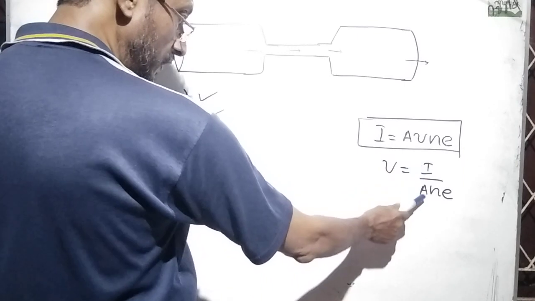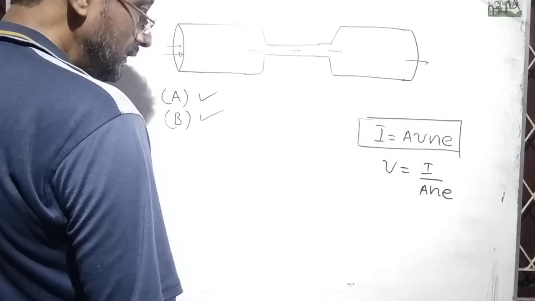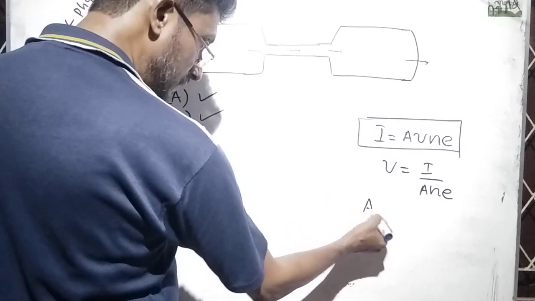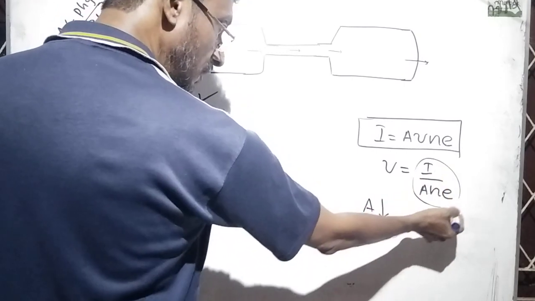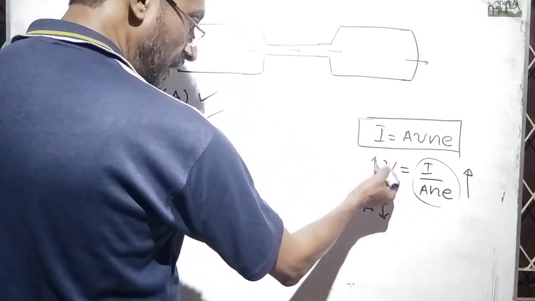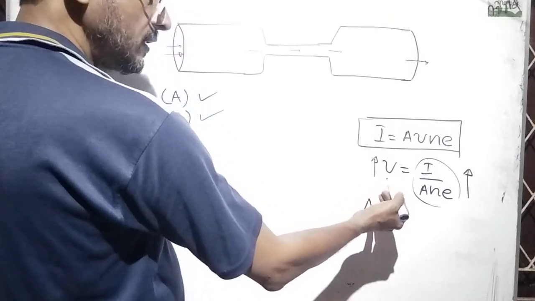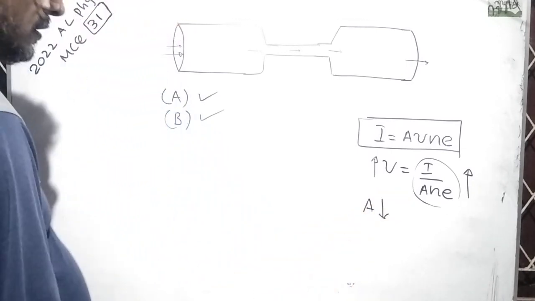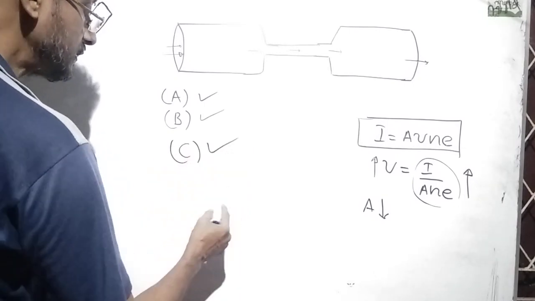Then V equals I over ANE. If we consider the thin section, A is decreased. Therefore, this entire term goes higher. Therefore, V is higher at the thin section. The drift velocity is higher at the thin section. Therefore, C is also correct. The answer is the fifth one.